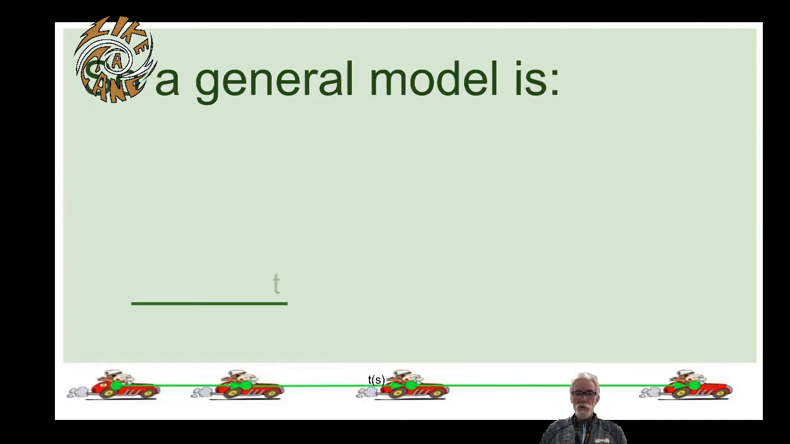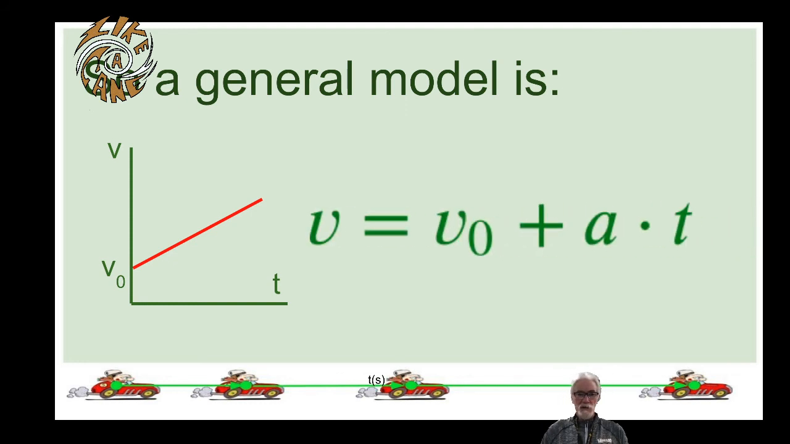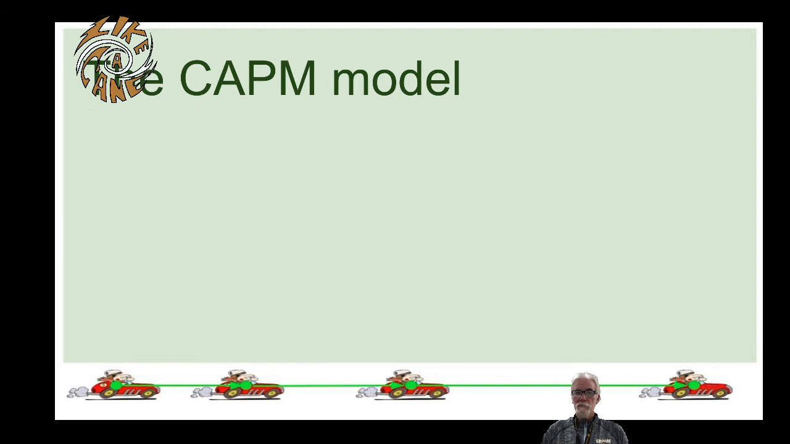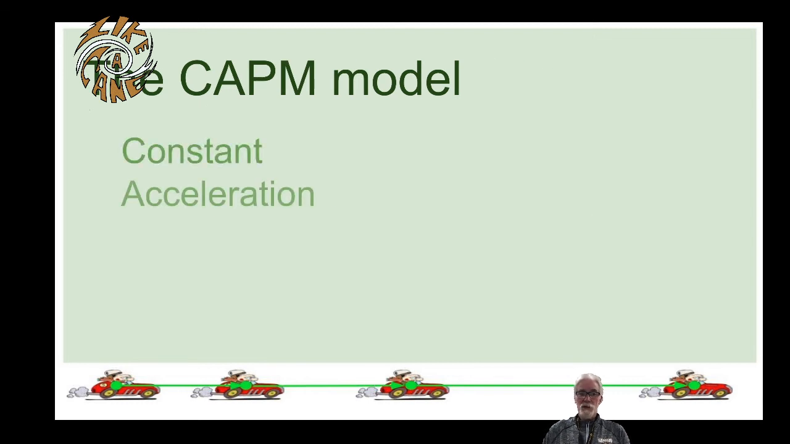So here's a general model that we can build from this. If we have a velocity versus time graph, that will be a straight line for this kind of motion that we've investigated here. It starts at some starting velocity, and the equation for this line is the velocity at any time is equal to the starting velocity plus the acceleration, which is the slope of this line, times the time. This model is called the constant acceleration particle model of motion.